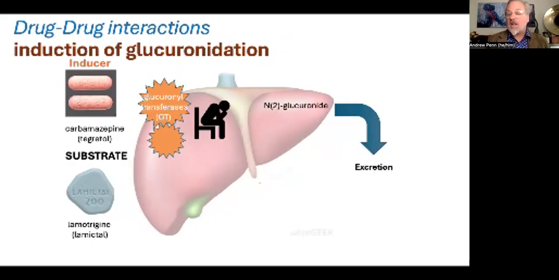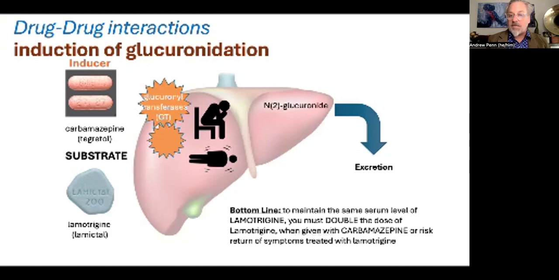What's going to happen then? Lamotrigine will be chewed up at a faster rate, which is going to cause possibly the depression to return or possibly seizures to return. So in order to prevent that, we would need to double the dose of the lamotrigine in order to maintain the same blood levels when we add the inducer of those glucuronyl transferases, carbamazepine. So that's the bottom line in there, is that you would have to increase the dose of the lamotrigine in order to maintain the same blood levels and presumably the same clinical effect.